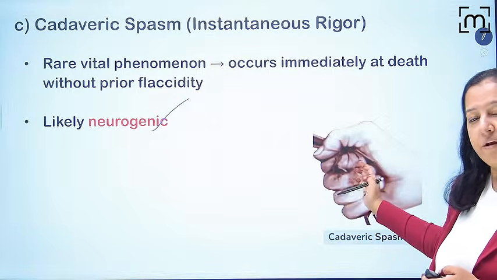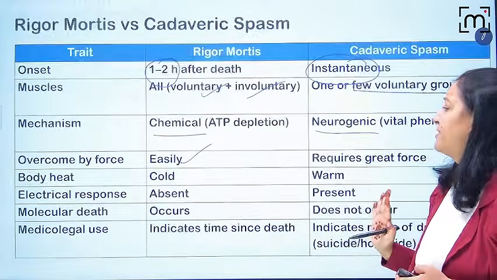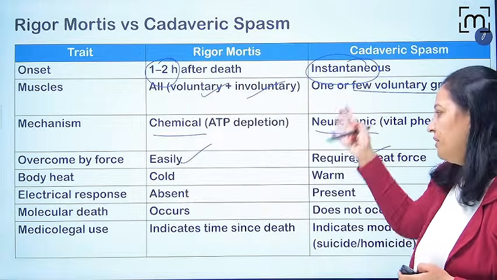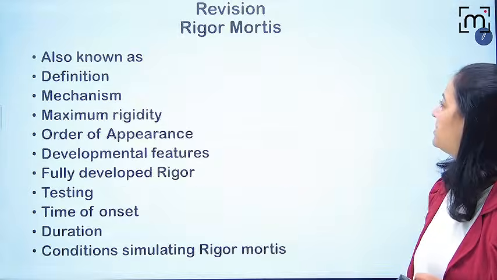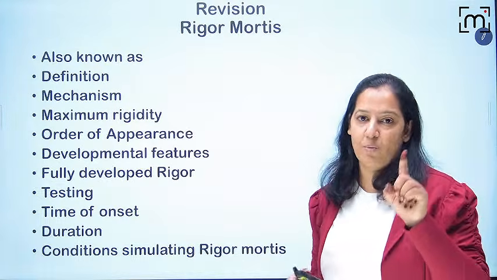Cadaveric spasm, you can't open it. Once the fist is there, you can't open it. It requires great efforts, very great efforts. So you have to learn these differences, which are important. That's it. This is how you can revise the entire rigor mortis in 1 minute.